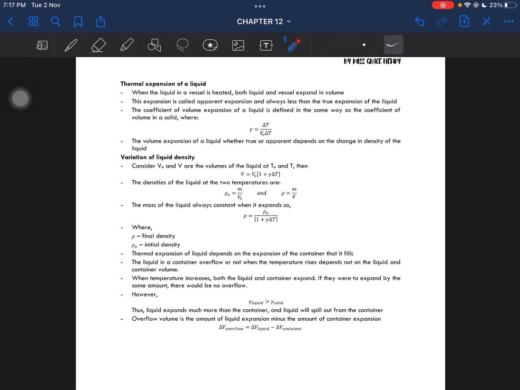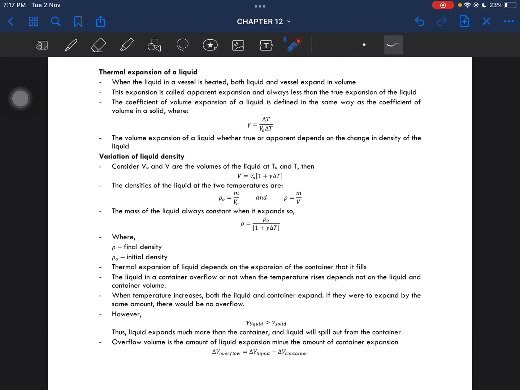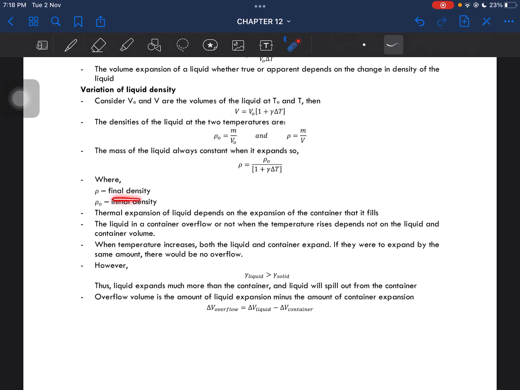And lastly, thermal expansion of a liquid. When the liquid in a vessel is heated, both liquid and vessel will expand in volume. Remember, gas and liquid will expand. This expansion is called apparent expansion and is always less than the true expansion of the liquid. The coefficient of volume expansion is defined in the same way as the coefficient of volume, which is the one shown here. The volume expansion of a liquid, whether true or apparent, depends on the change in density of the liquid. The variation of liquid density can be related using this equation here, where rho is the final density and rho naught is the initial density.